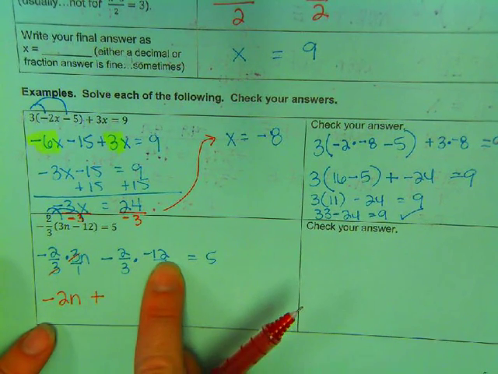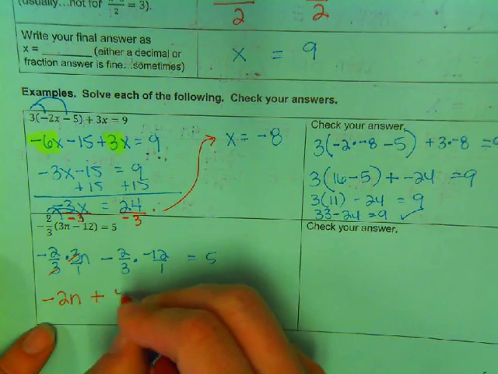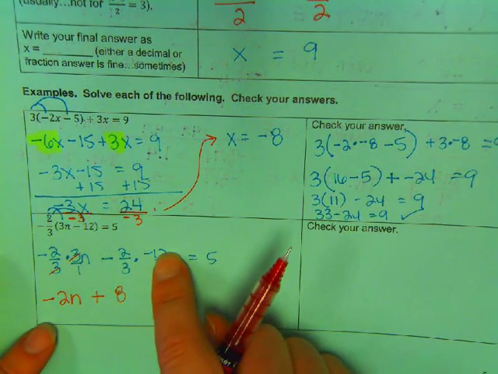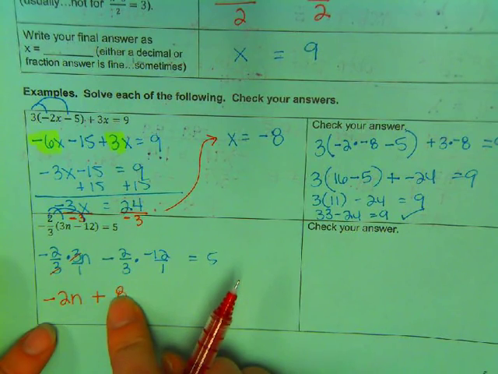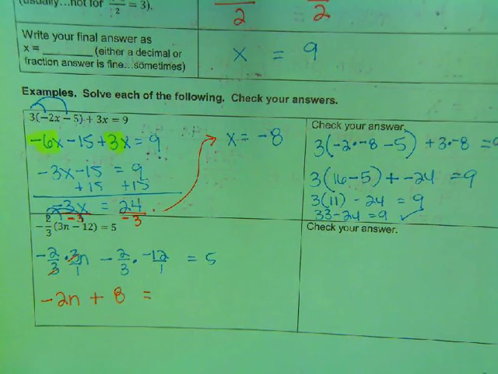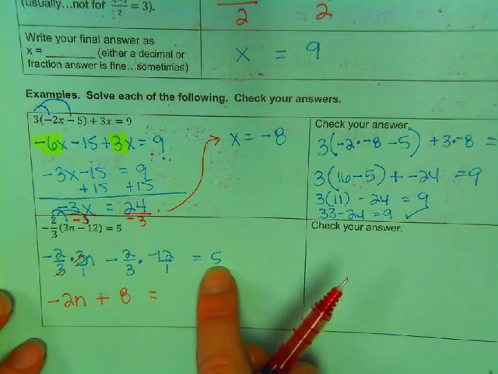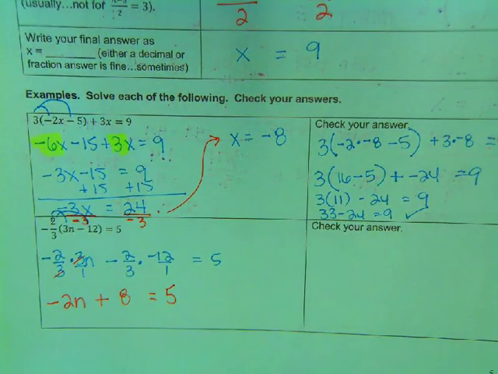What does this simplify to? You could do 2 times 12. What's 2 times 12? 24 divided by 3 is 8. Or you could do this. How many times does 3 go into 12? 4. 2 times 4, isn't that still 8? Okay. And what's left on the right side then? Equals 5.